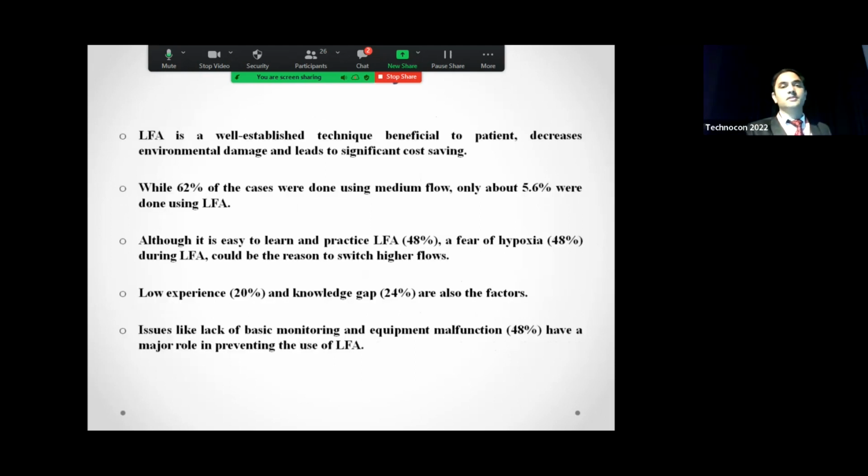In summary, we can conclude low flow anesthesia is a well established technique, beneficial to the patient, decreases environmental damage and leads to significant cost saving.